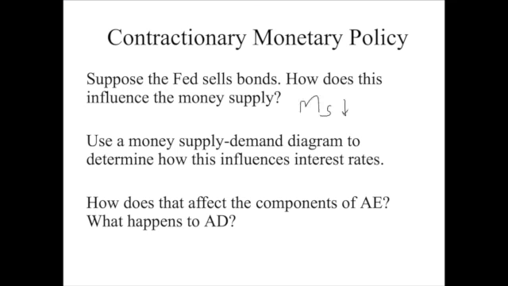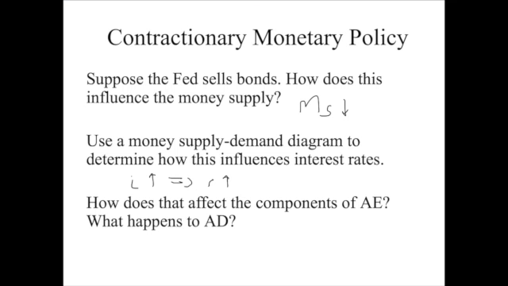When the money supply decreases, I want you to go ahead and draw a money supply and demand diagram to verify that you have that concept down pat and figure out how this influences interest rates. So go ahead and pause the video and do that. Great. So at this point, you figured out that interest rates are higher. So that means both that i, the nominal interest rate, is higher, that happens directly. But through the Fisher effect, it also implies that the real interest rate is higher.